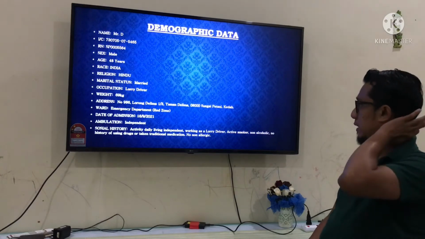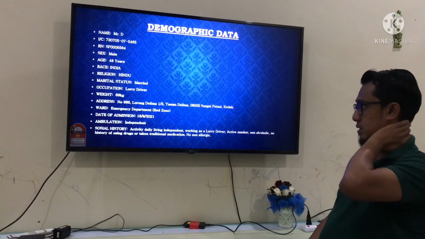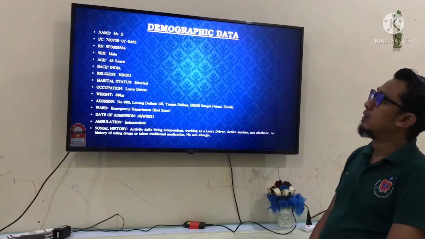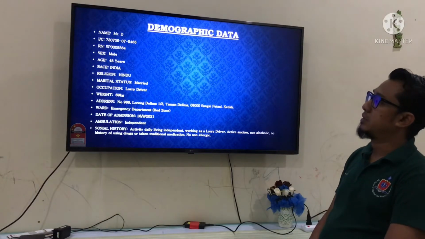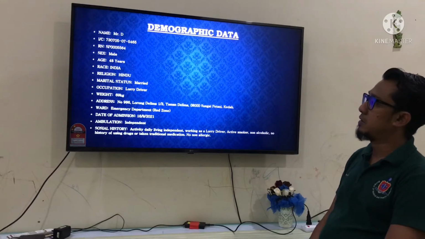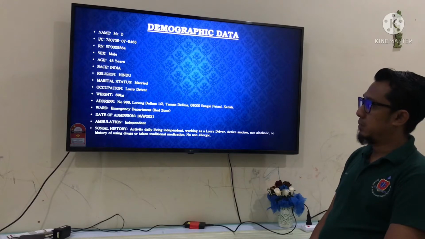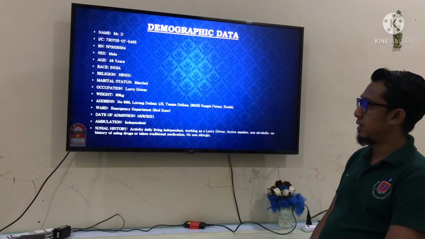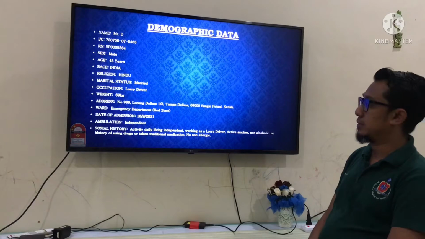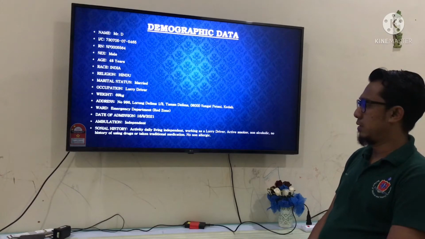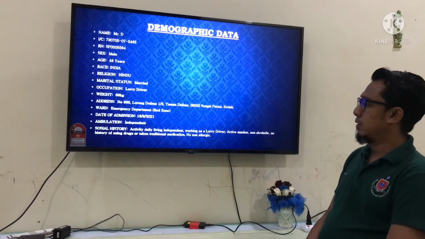Ini adalah demographic data. We call the patient Mr. D. Dia punya RN SP0005564, sex male, age 48 years, race Indian, social status married, pekerjaan lorry driver, weight 69 kg. Dia masuk dekat emergency department bahagian red zone. Date of admission 16 September 2021.